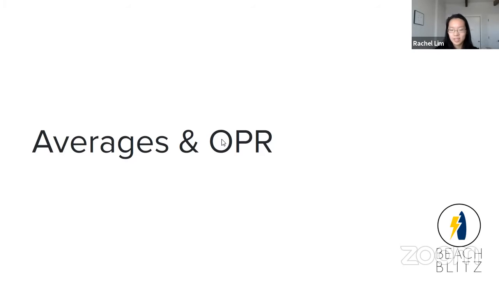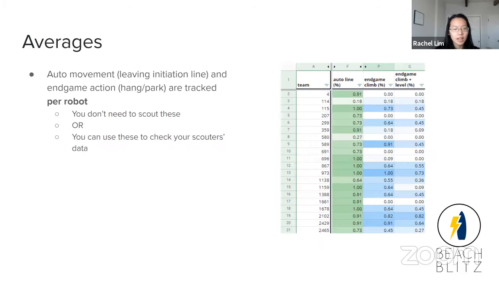Averages and OPRs. This is when we really get into the exciting stuff. So I mentioned how several things are tracked per team. For example, in most years, this is just auto movement and endgame action. This could change in the future, but I think these are the things that refs track individually per team, so we're likely to continue seeing this in the future.